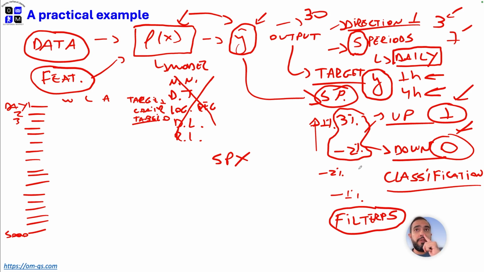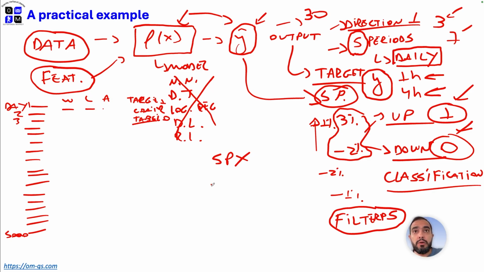Wow, but professor, you already know whether the future return is going to be positive or negative, up or down. So you are cheating the model. No, it's supervised learning. So we need to give the machine examples so it can understand the relationship between the features and that particular target.